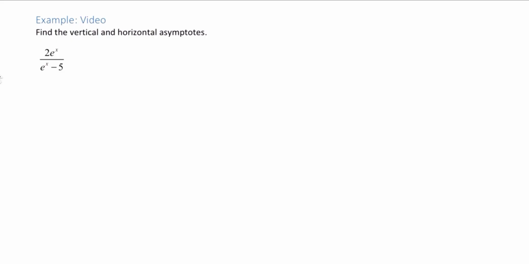Find the vertical and horizontal asymptotes. Let's start with the horizontal asymptotes. To do that, we'll take limits at infinity, and we'll start with positive infinity.